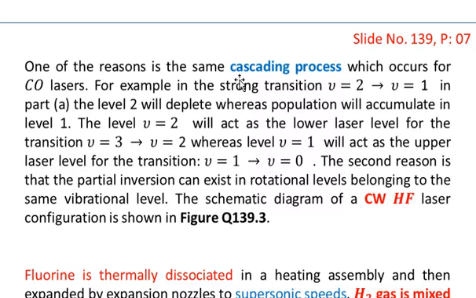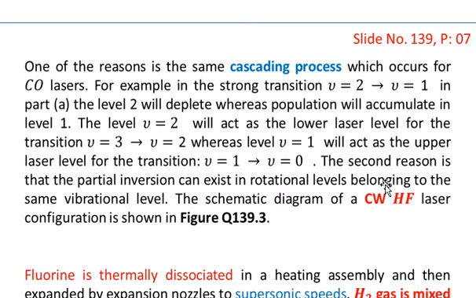One of the reasons is the same cascading process which occurs for the carbon monoxide laser and which we have discussed in the previous slide, that is in slide number 138. For example, in the strong transition from V equal to 2 to V equal to 1 in part A, the level 2 will deplete, whereas the population will accumulate in level number 1. The level number 2 will act as the lower laser level for the transition from V equal to 3 to V equal to 2, whereas the level 1 will act as the upper laser level for the transition from V equal to 1 to V equal to 0.